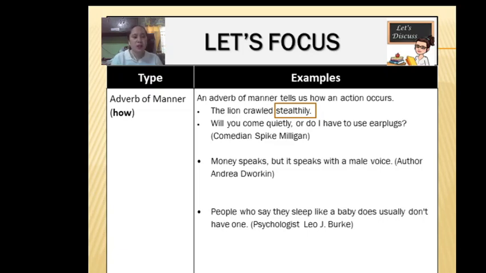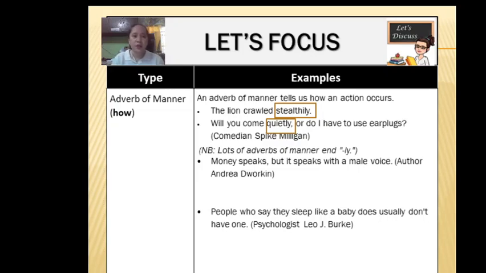Now let's go to the second example and identify our adverb of manner. Will you come quietly, or do I have to use earplugs? What do you think is our adverb of manner? If you say quietly, then you are right. Note that lots of adverbs of manner end in ly.